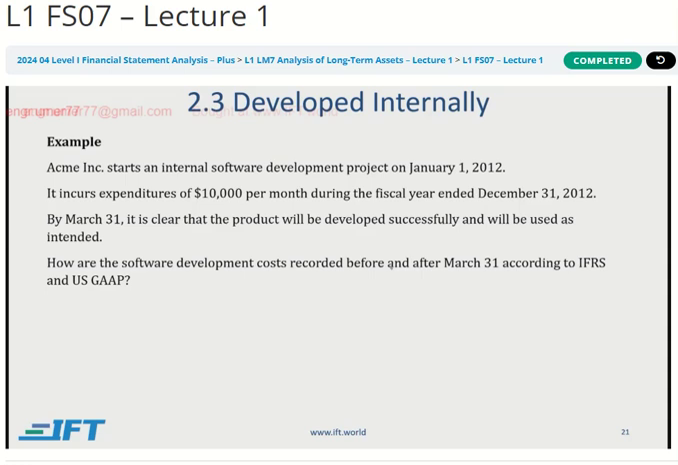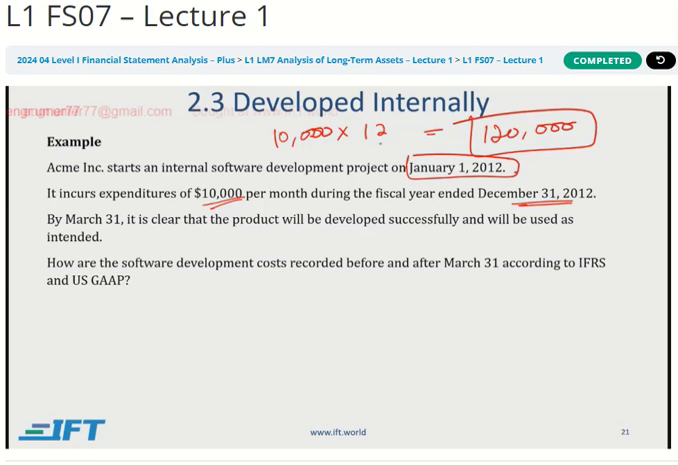Okay, so hopefully you were able to come up with the answer. On the 1st of January, this cost is starting at $10,000 per month, right? And ended in December. So clearly they have spent a total of 120,000. Why? 10,000 into 12 months, right? Now, what part of this will be capitalized and what part of this is going to be expensed?